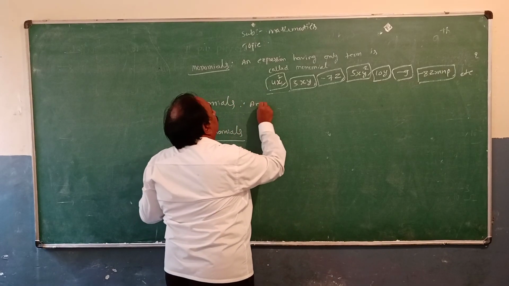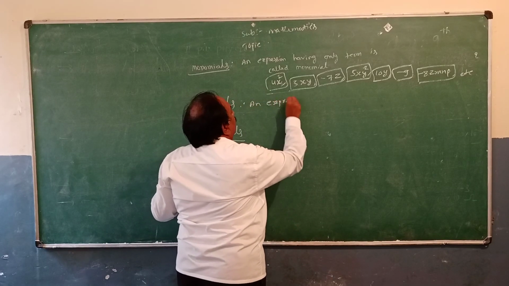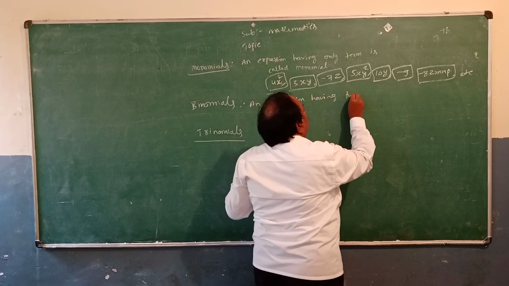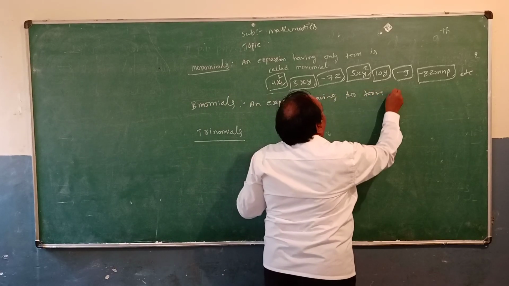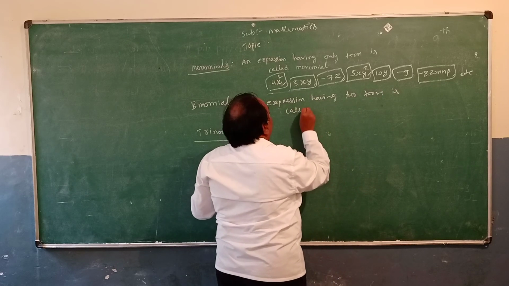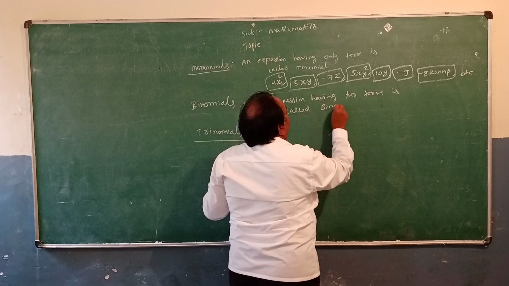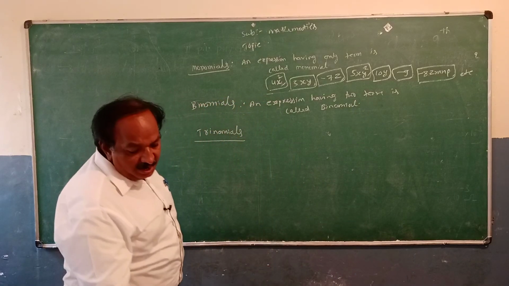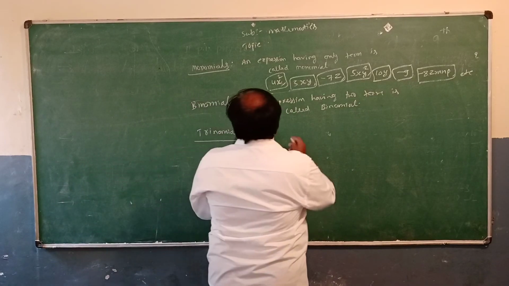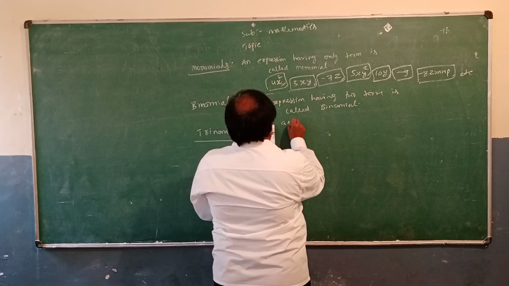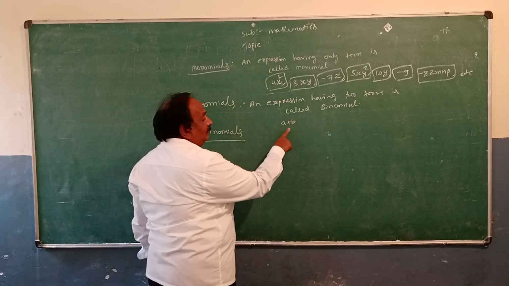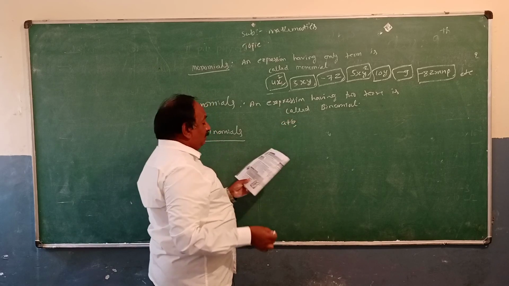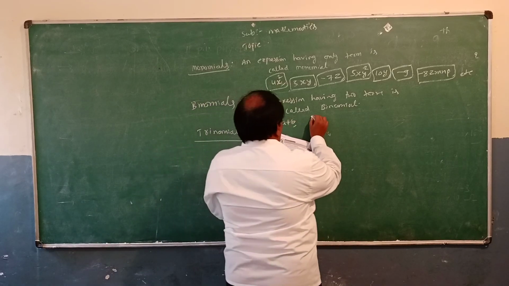Listen. An expression having two terms is called binomial. For example, a plus b is one term, here is one term, between them is the plus sign. So this a plus b is called binomial.